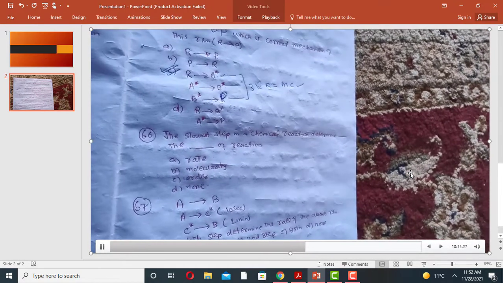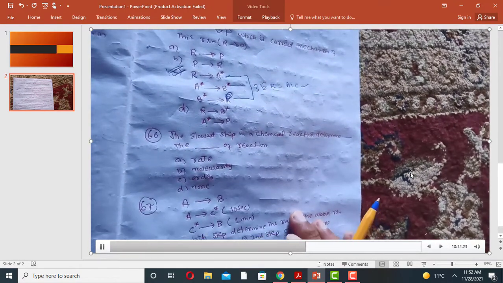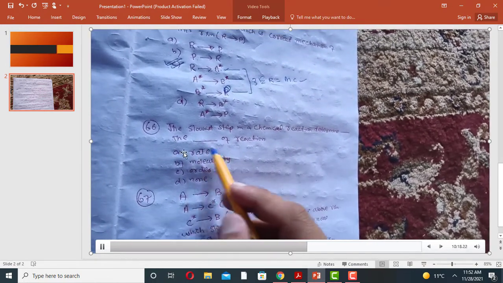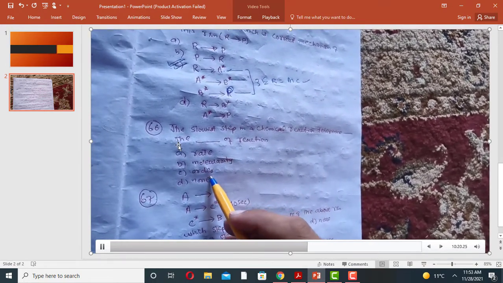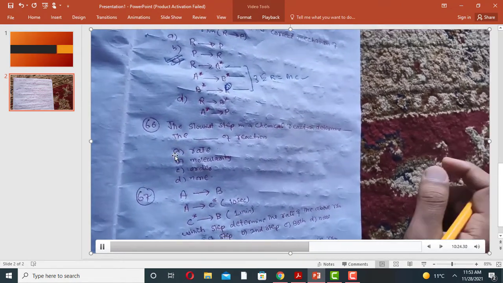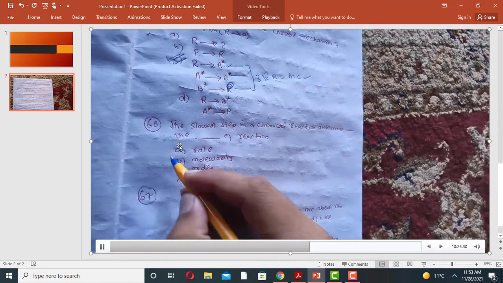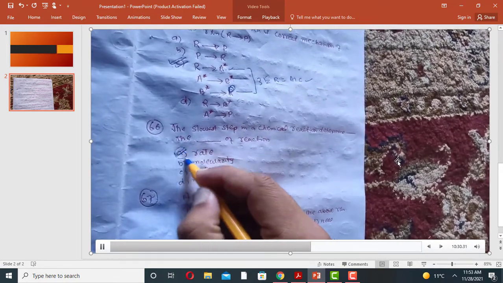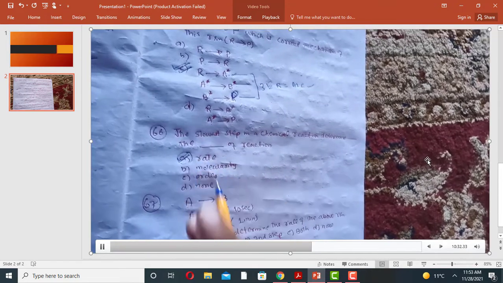The slowest step in a chemical reaction determines the dash of the reaction: the rate, molecularity, order, or none. So the slowest step is the rate determining step of a chemical reaction. This is very important. This one is the correct option.